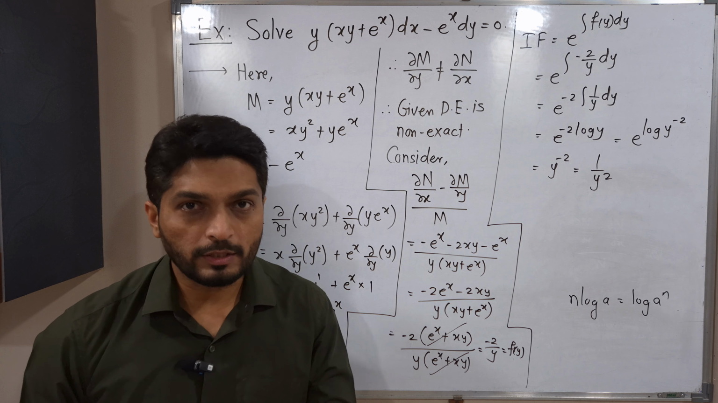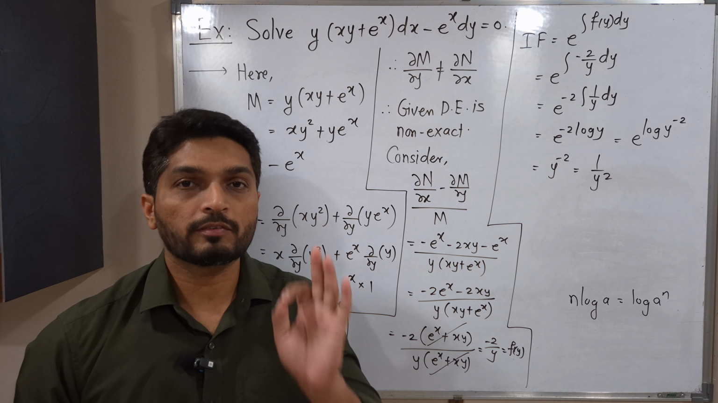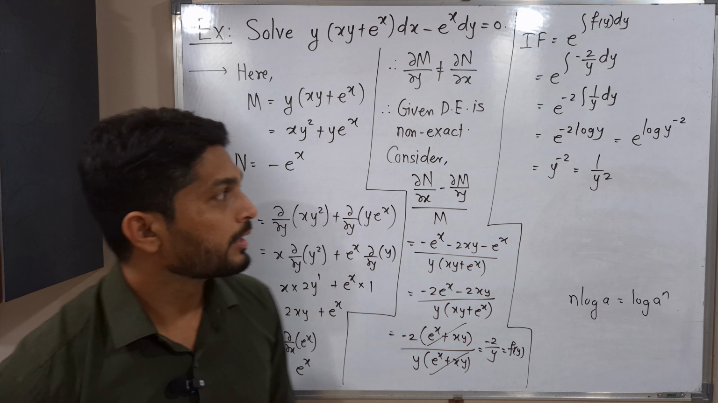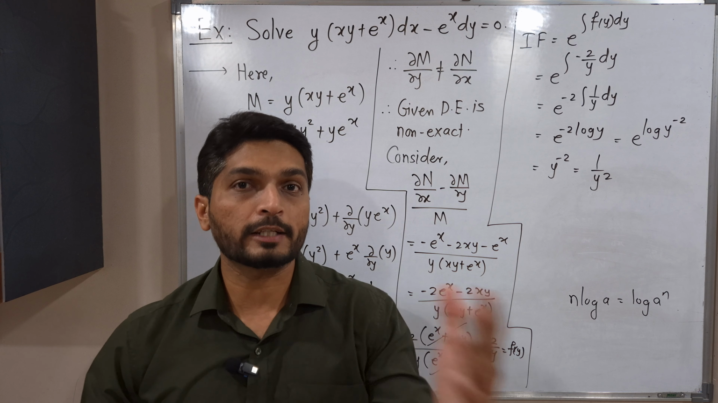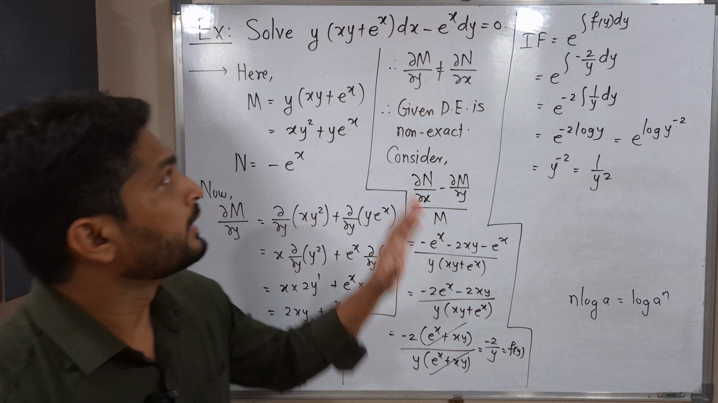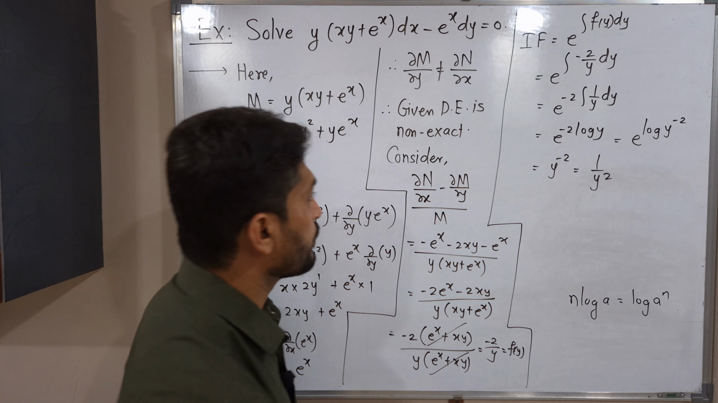I got this one, right? So this is the integrating factor. Yes, finally we got it. It has that magic to convert the given differential equation from non-exact to exact. So let us multiply the given differential equation by this 1 by y square.